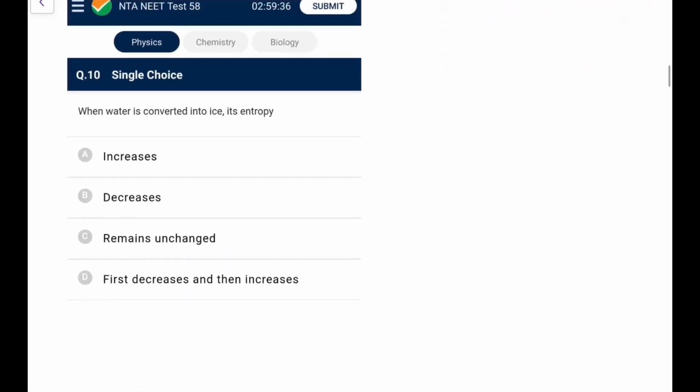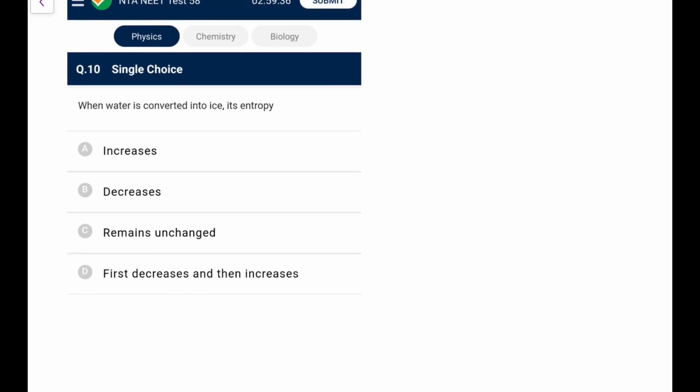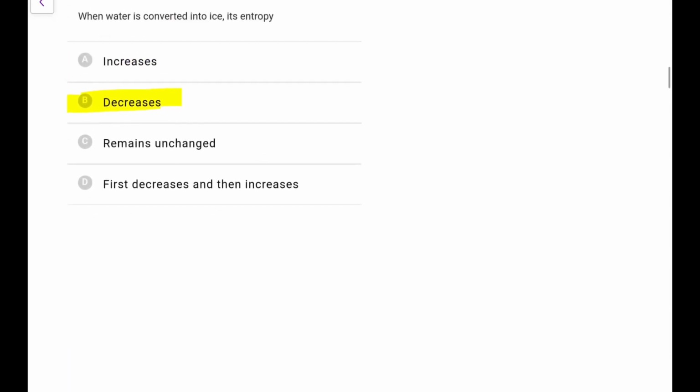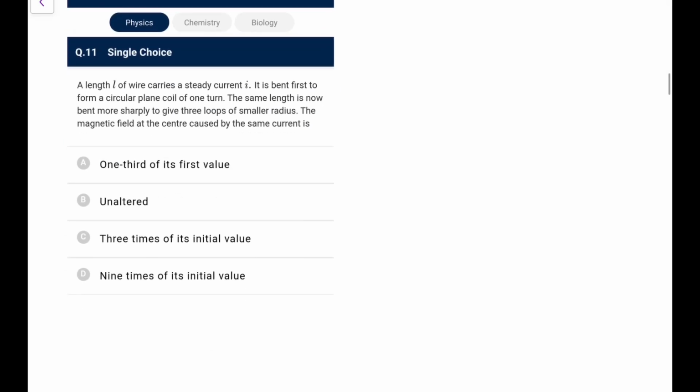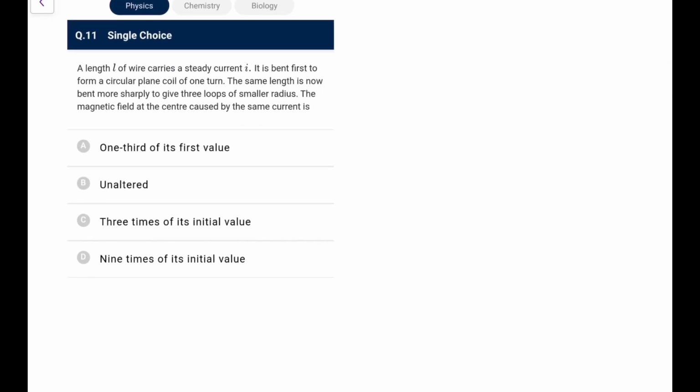Now, when water is converting into ice, you know the state water has more disorder, ice has less disorder, so entropy should decrease. So entropy should decrease, and that should be the answer for you. For the reverse, ice to water, it would have increased. Next one. So it's a theoretical one for you. You study it in chemistry basically.